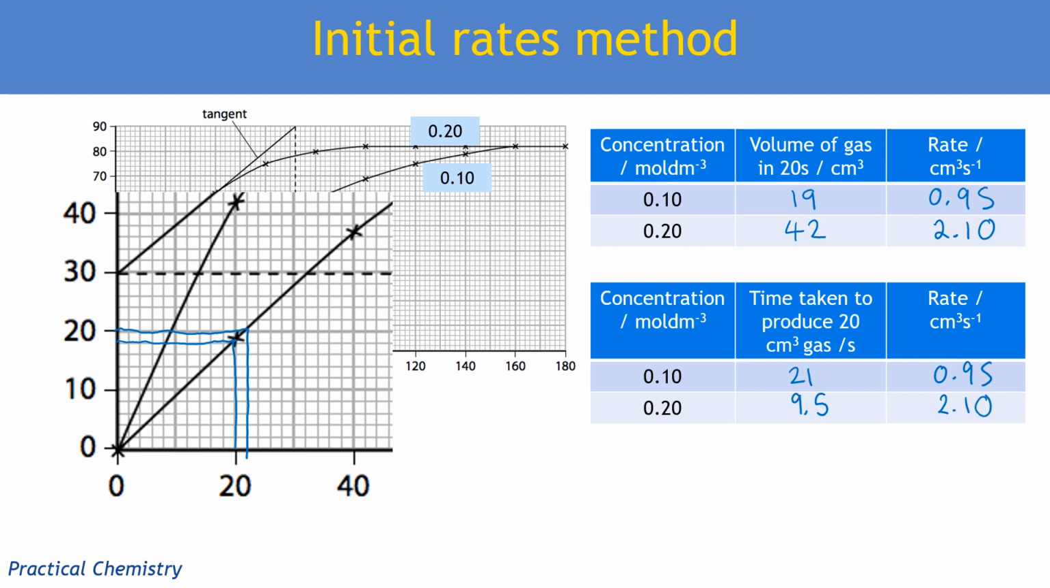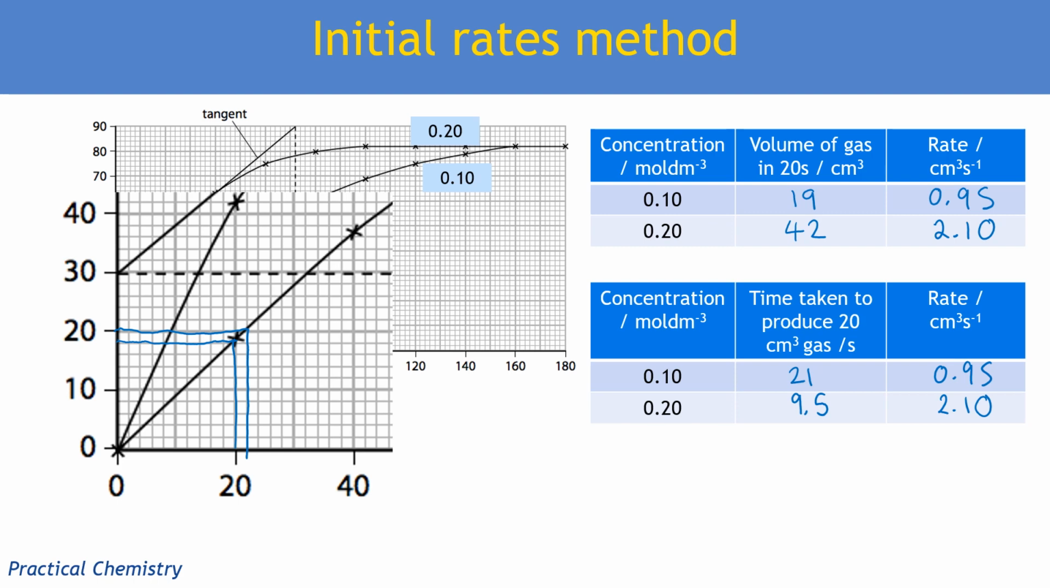Now, what you should notice is the rates are the same, because I'm measuring this gradient at the start of the reaction, and I'm measuring it at the point when these lines are still straight. So it shouldn't really matter what values I read off. To be honest, at any point during these straight line sections, I can take a value for centimetre cubed and take a value for time, divide one by the other, and for both of those lines they should be the same. And then what I can do is compare the two concentrations. So for this one, when I double the concentration, I'm essentially doubling the rate of reaction.